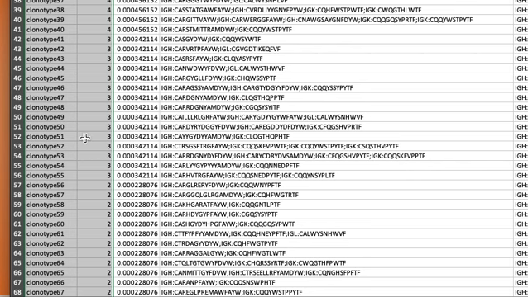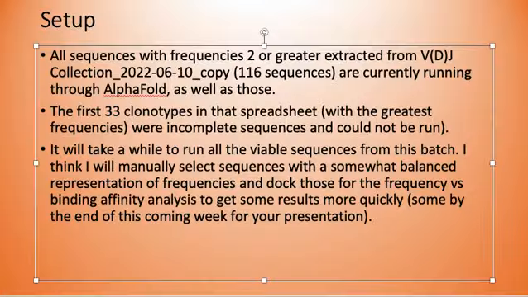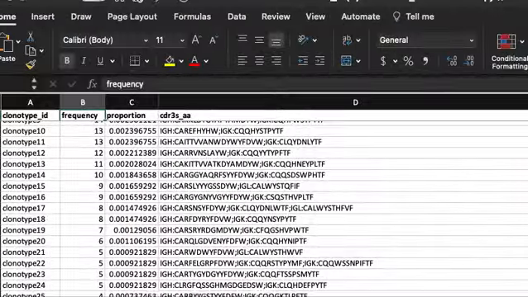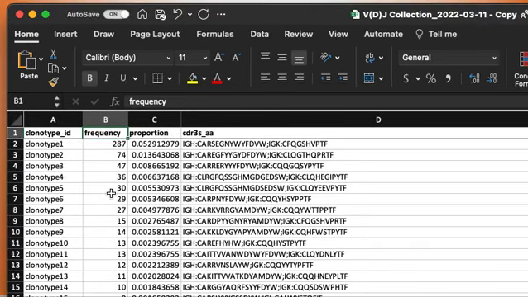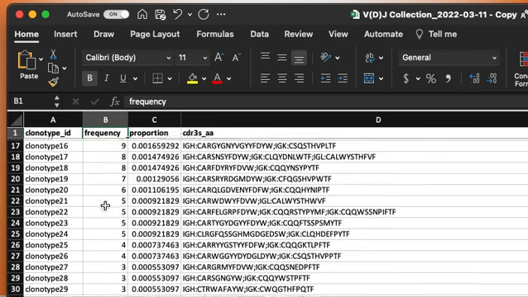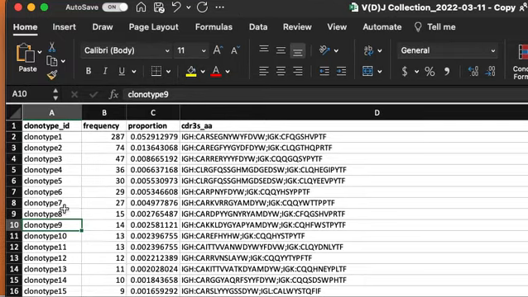So for this one, most of the bulk of them are 2. However, fortunately, for the other data set, the frequencies are far more diverse. So clonotype 1, this is from the March 2022, 287. Hopefully this one scores very well in terms of docking. All of the other ones, there's a far greater diversity, especially in the beginning. And the better thing is, all of these clonotypes in the beginning of this spreadsheet, 1, 2, 3, 4, are complete sequences that are currently running through AlphaFold. So these I can work with.